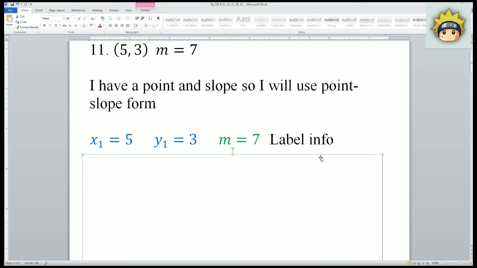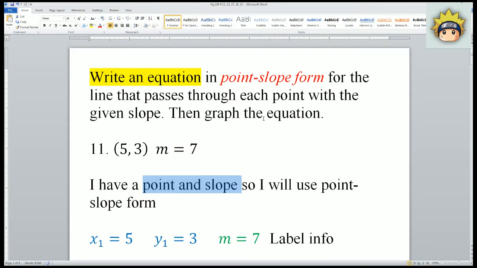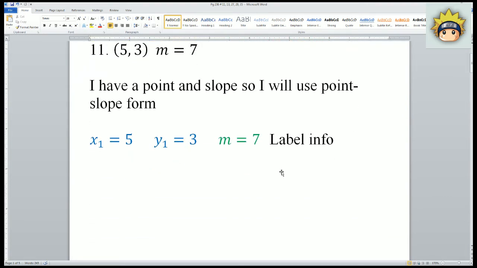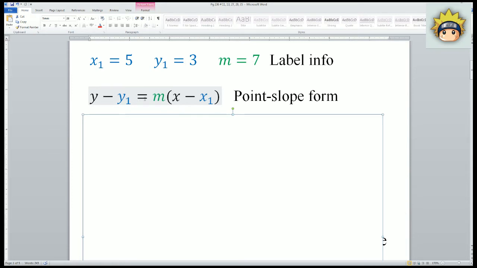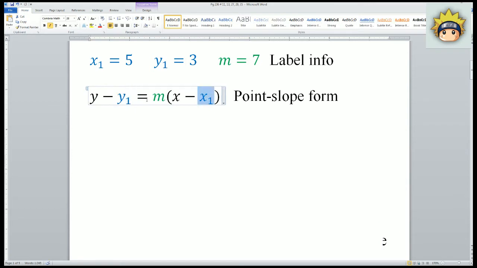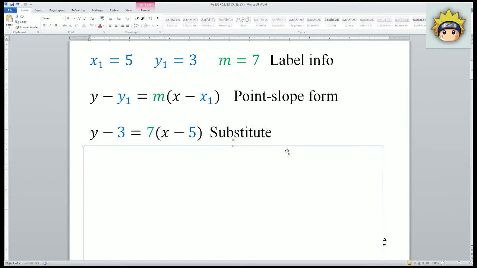My first step is always to label the information. Here I also say that I'm going to be using the point slope form. Then I have y minus y1 equals m parentheses x minus x1 close parentheses, and that is point slope form. The reason why it's called point slope form is because there is a point and there is a slope. Now I plug in my information. Y minus 3 equals 7 parentheses x minus 5.